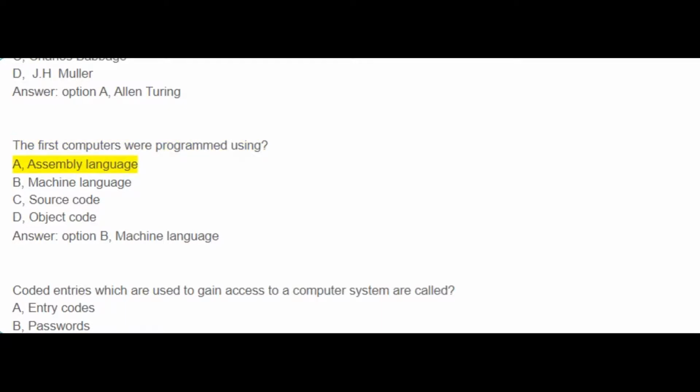The first computers were programmed using A. Assembly language. B. Machine language. C. Source code. D. Object code. Answer. Option B. Machine language.